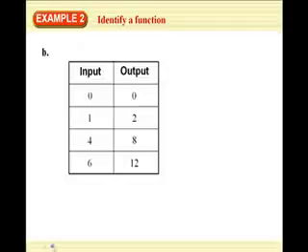So let's check out another one. So on B, all right, so we put in a 0, we get out a 0. That's all right. Okay, we put in a 0, we get out a 0. We put in a 1, we get out a 2. We put in a 4, we get out an 8. We put in a 6, we get out a 12.